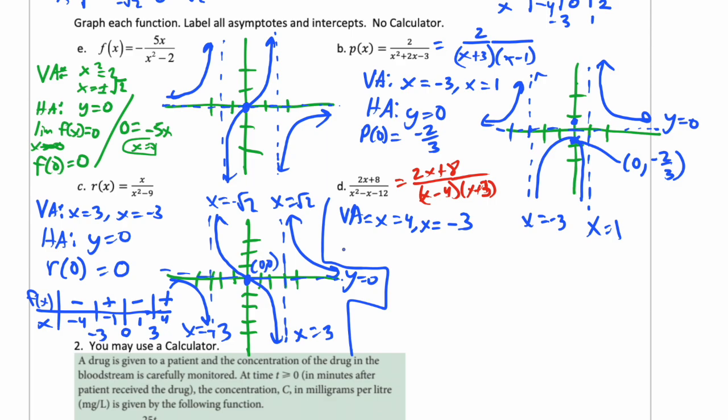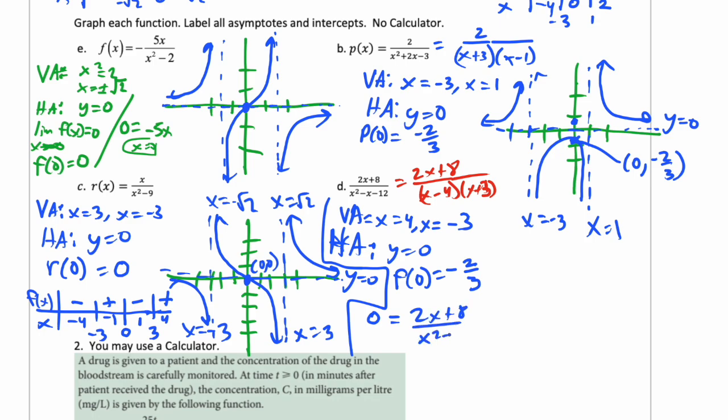Okay, next, the horizontal asymptote is still y equals 0. F of 0 equals negative 8 over 12, which is 2/3. Okay, and is there an x-intercept this time? Let's check it out. I think there is.